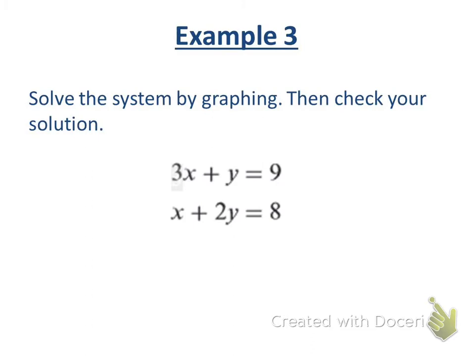What's the first step if we want to take 3x plus y equals 9, x plus 2y equals 8, and solve by graphing? Put it in slope-intercept form. That's just the way that we're most used to graphing, right? So I'm going to save us a little time because I know you guys have this skill down pat. The first equation would be y equals negative 3x plus 9.